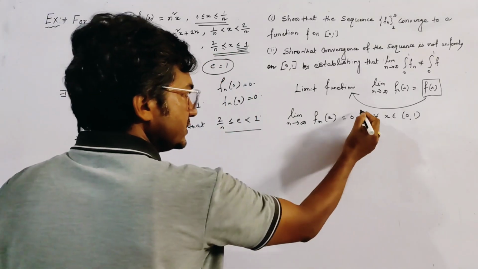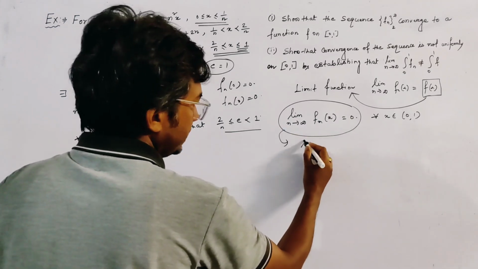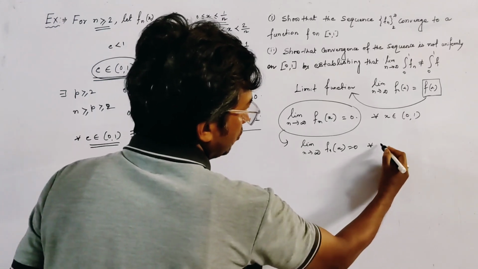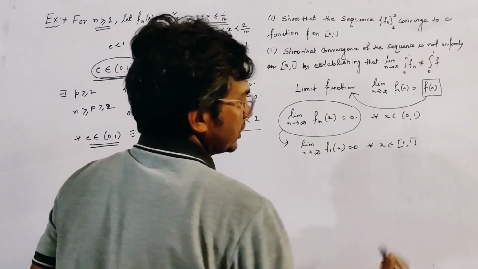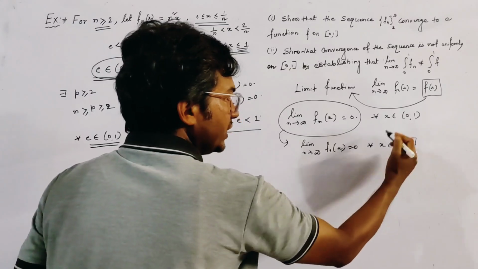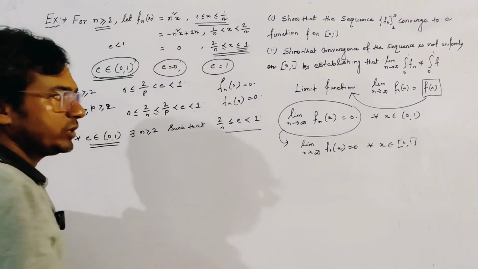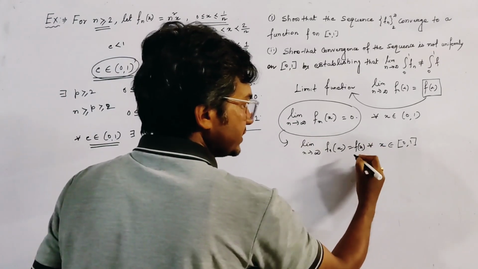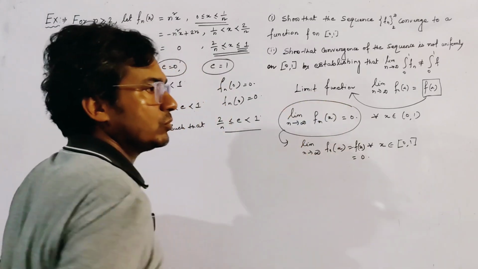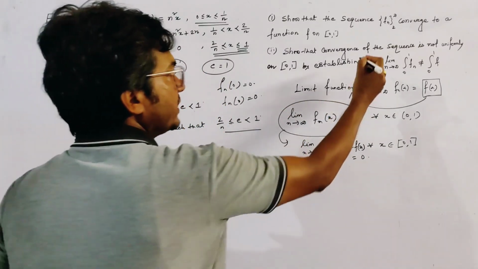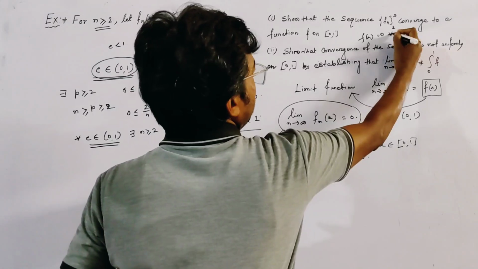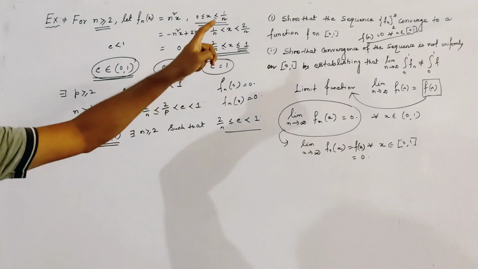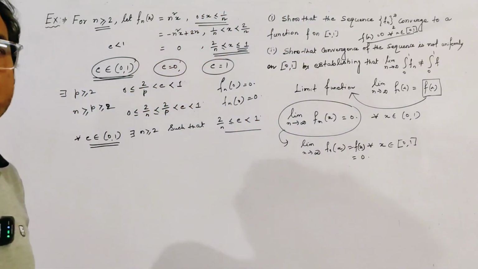So we can write this relation as the limit as n tends to infinity of f_n(x) equal to 0 for all x belonging to the closed interval [0, 1], because we add 0 and 1 to both sides of this interval. That is, the limit function f(x) is equal to 0 for all x belonging to [0, 1], and this is the answer to the first problem.